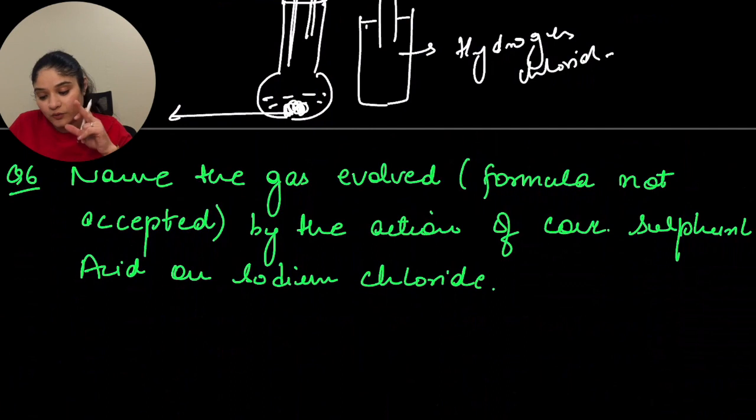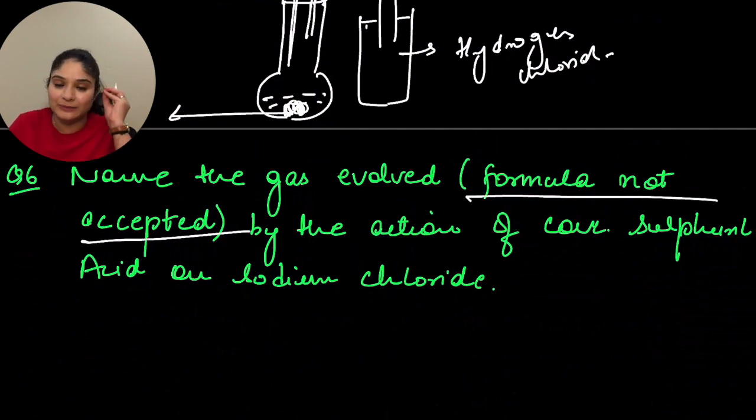Name the gas evolved, formula not accepted. So this is definitely there. Please, in the exams, do not write formulas as an answer. You are supposed to write the entire name. In the bracket you can mention the formula also. So it says, name the gas evolved by the action of concentrated sulfuric acid on sodium chloride. We have done this equation many times by now. That is NaCl plus H2SO4 gives you NaHSO4 plus HCl. So what is the gas that is coming out? That is HCl gas.